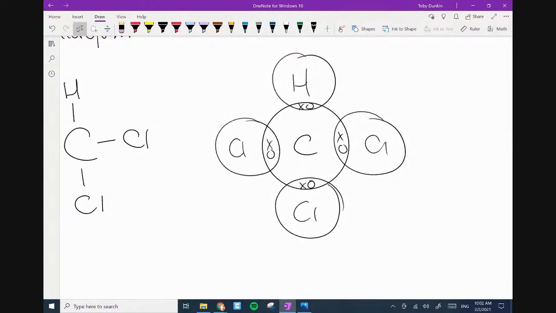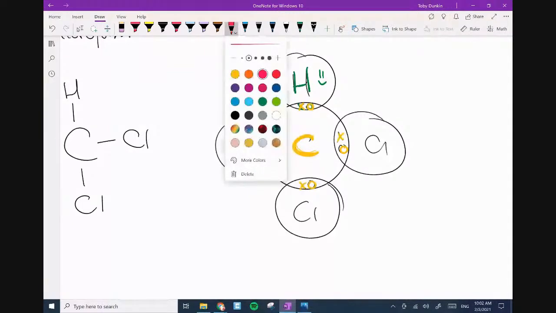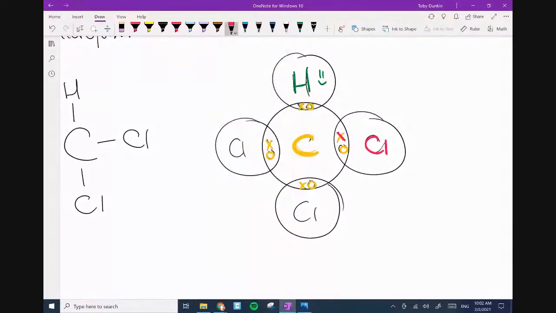Hydrogen is happy, only needs 2. Carbon: 1, 2, 3, 4, 5, 6, 7, 8. That's good. Chlorine, well done, Gayatri. The chlorines, however, have 1, 2. It's missing 6 electrons, so now just put on the rest of the electrons. I'll put them on as circles.